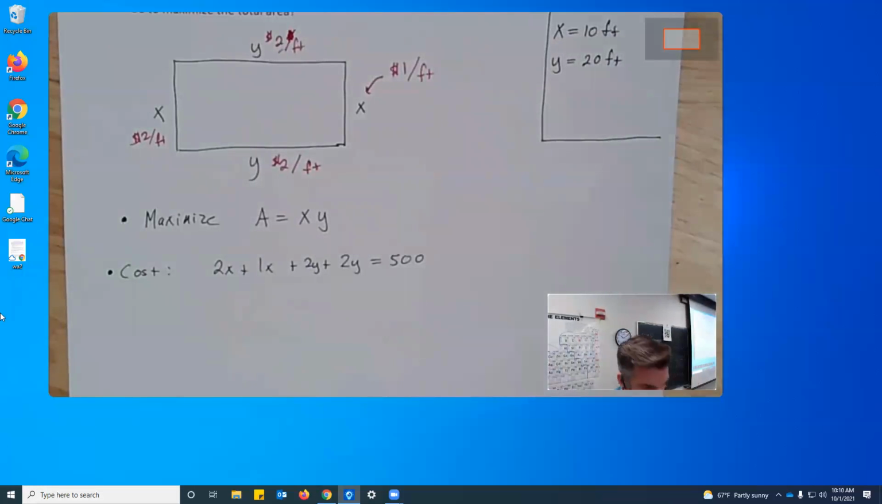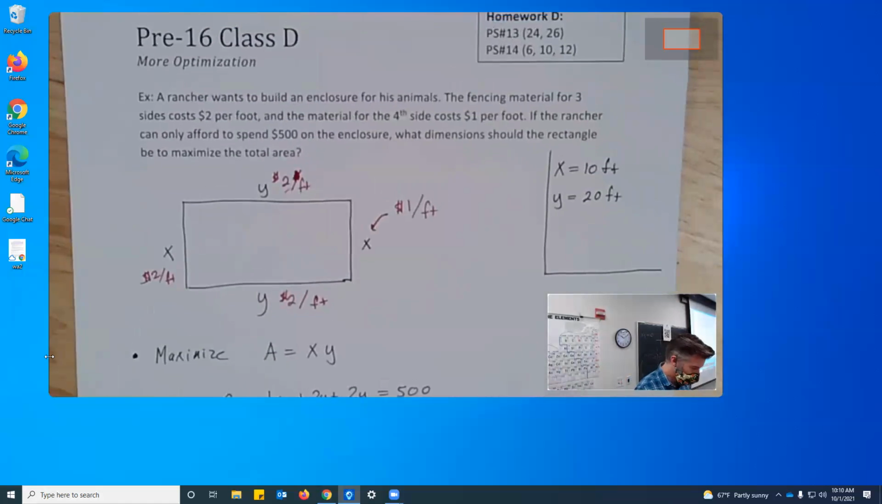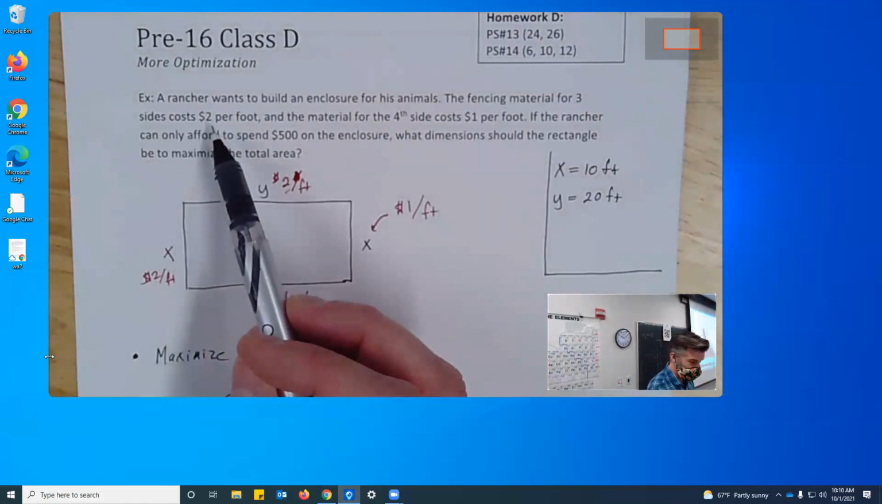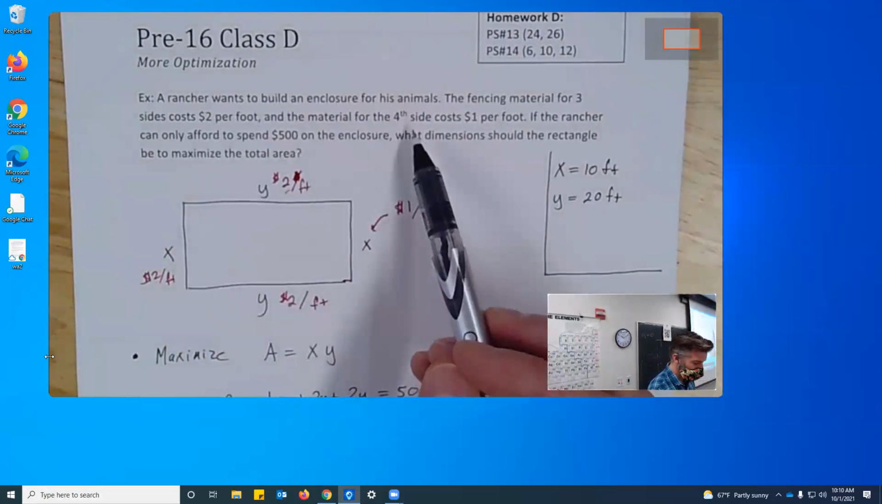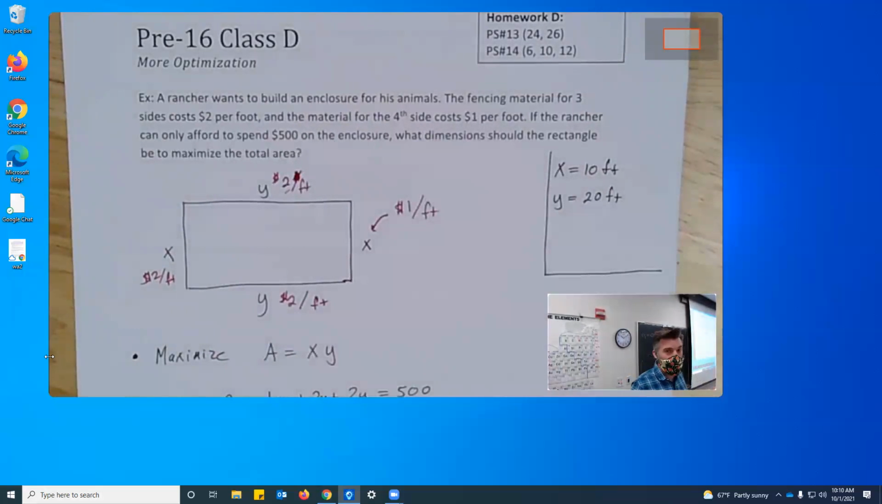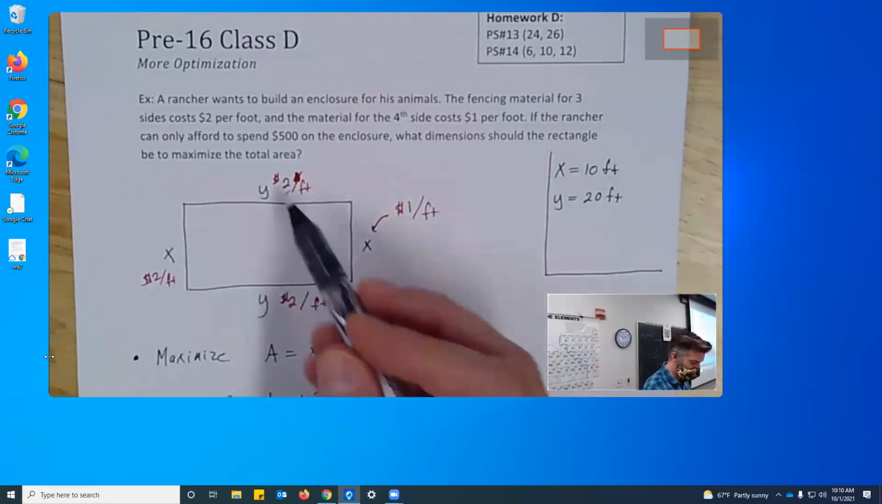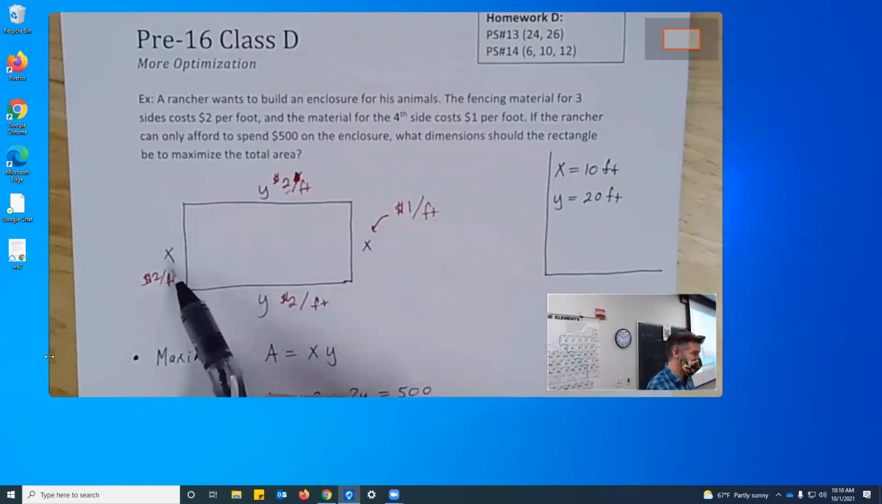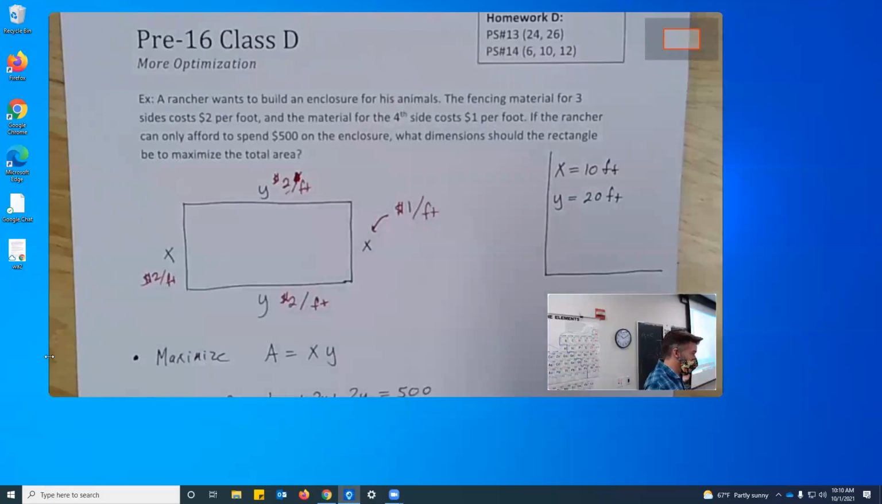Why is the other x $2 and not $1? The other x is $2 and not $1 because of the way the problem is worded. The problem says the fencing material for 3 of the sides costs $2 per foot, and the material for the 4th side costs $1 per foot. We just arbitrarily picked one of the sides to be $1 per foot, and then the other 3 had to be 2. We totally could have picked either one of these, but one of the x's has to be 1 and one of the x's has to be 2 for this particular setup. That's the only way it's going to work.